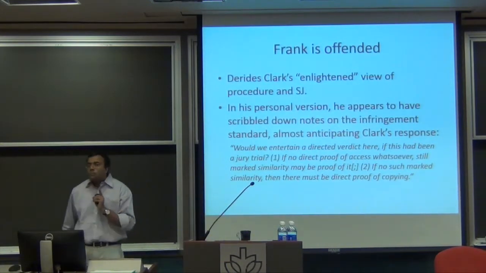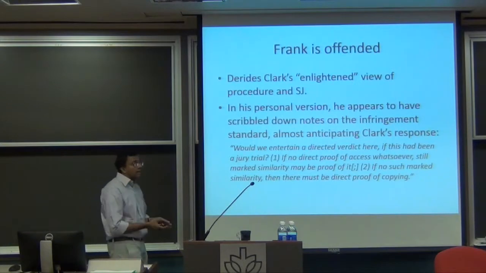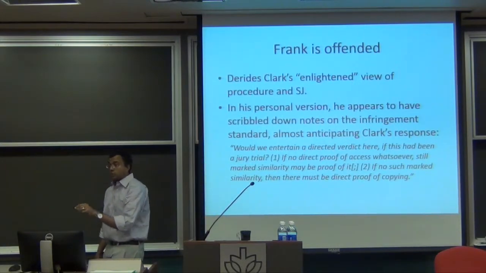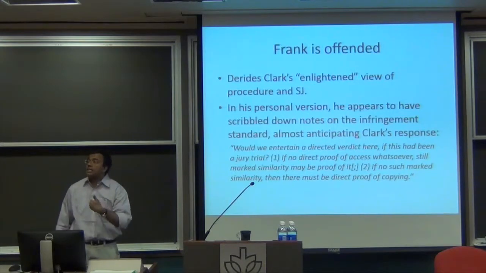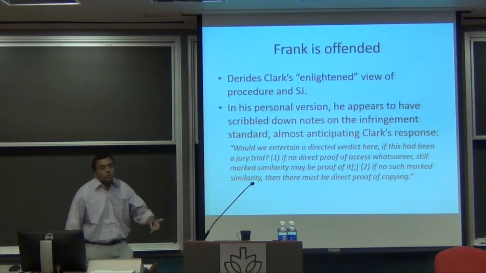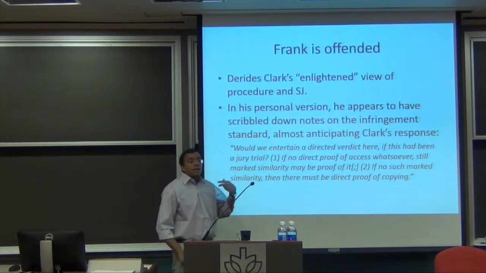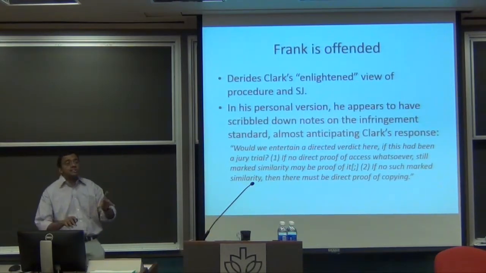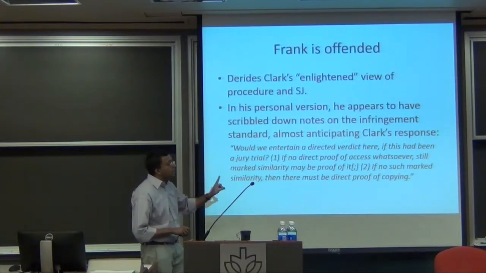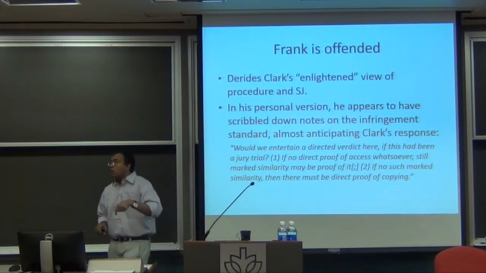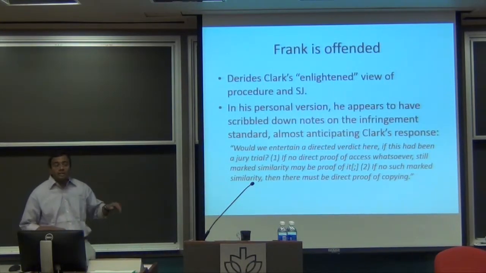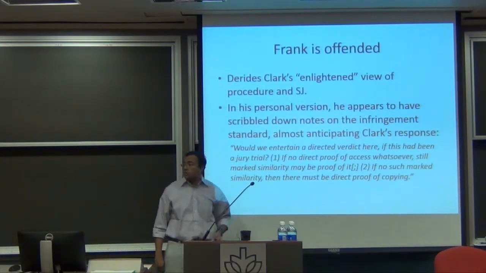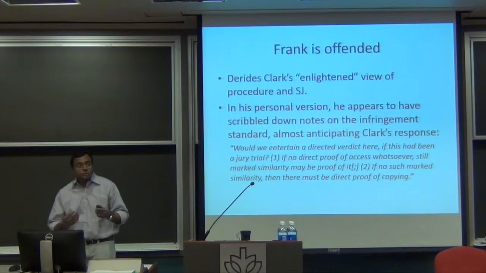But in his personal version in the actual archives, Frank, in pencil, scribbles in, and he has his initials next to it, some thoughts that he never puts into the memo. He's constructing, at least this is my reading, what would eventually become the Arnstein standard for weighing access and similarity on the first prong, almost anticipating what Clark's response is going to be. Never makes it into the memo, but he puts this in there. So Frank fires this off, calling Clark an enlightened soul in civil procedure.